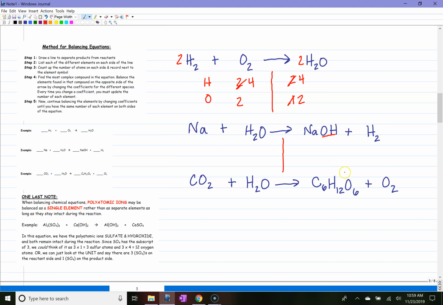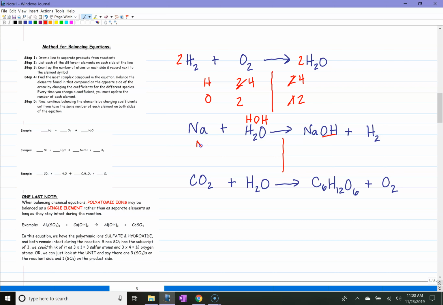If you have hydrogen and hydroxide on one side of the reaction and you have water on the other, think about water as a hydrogen and a hydroxide. This is your two hydrogens and your one oxygen. Keeping your polyatomics together is going to make balancing the equation much easier.